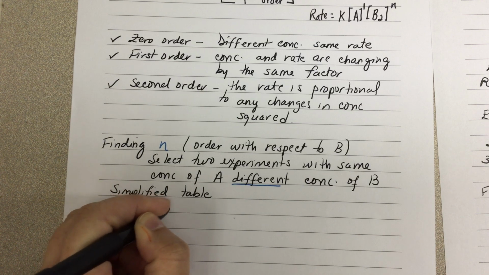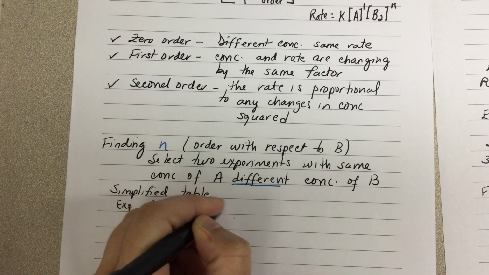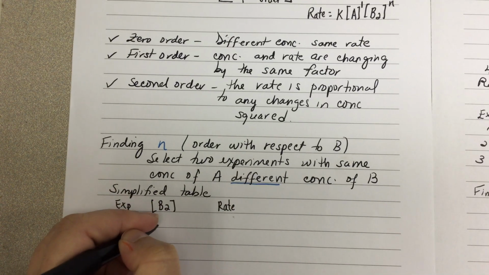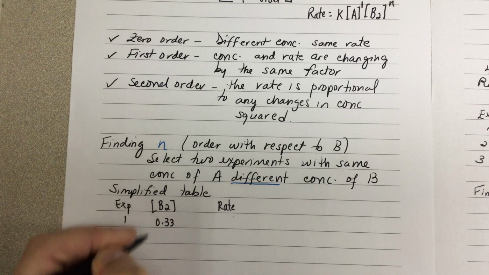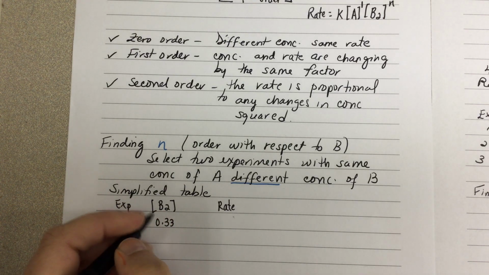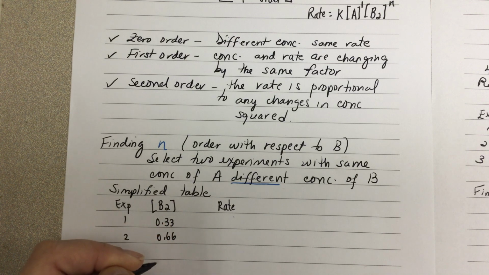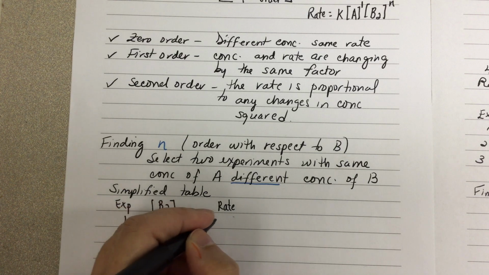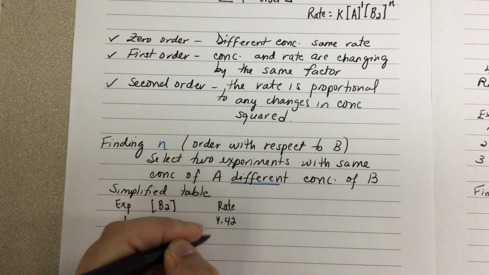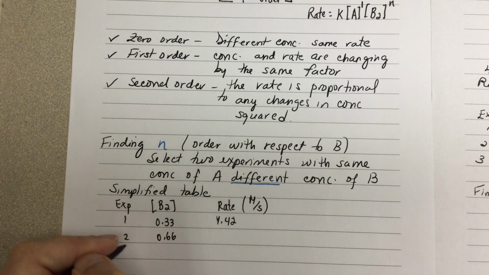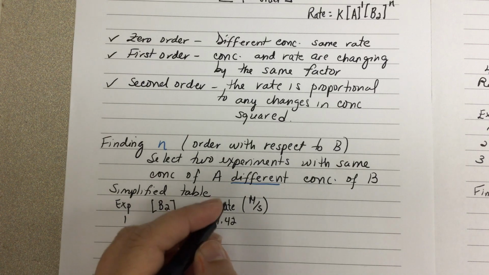And now we're looking at the concentration of B2 and the rate. So the concentration of B2 in experiment 1 is 0.33 from the table. The concentration of B2 for experiment 2 is 0.66. The rate in experiment 1 is 1.42, and remember, rate is mole over second. And then the rate for experiment 2 is 2.84.